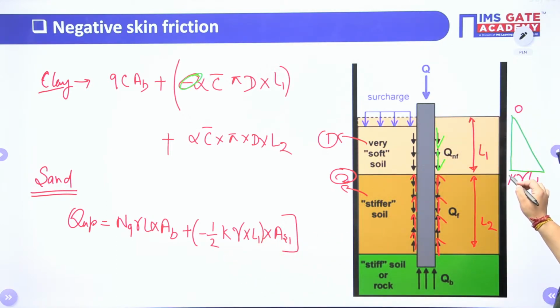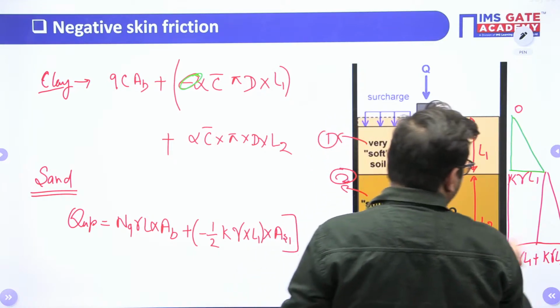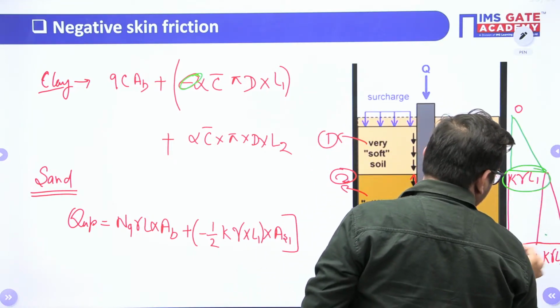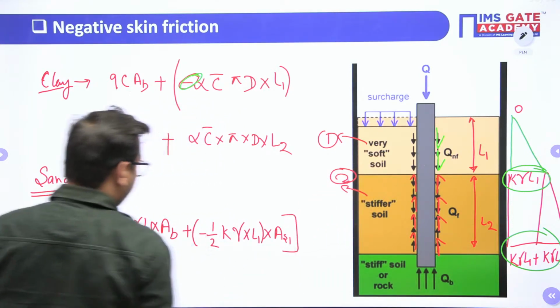For this particular soil, what will be the stress value? It will be this. So it will be K gamma L1 plus K gamma L2. Yes or no? Right? So now you have to take the average of these two values for this particular soil. Clear?